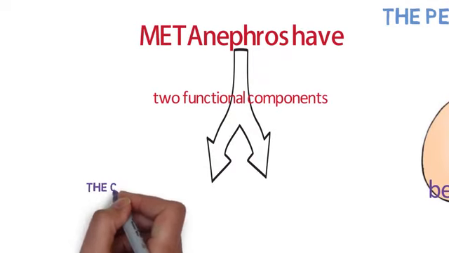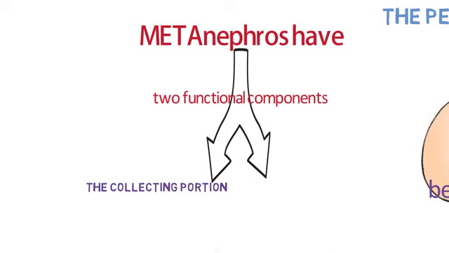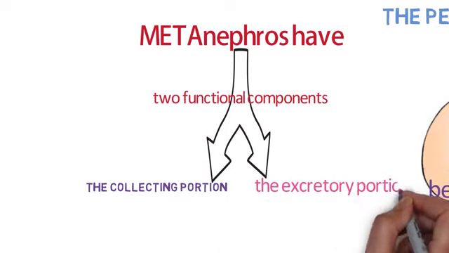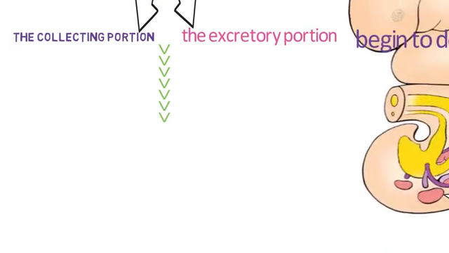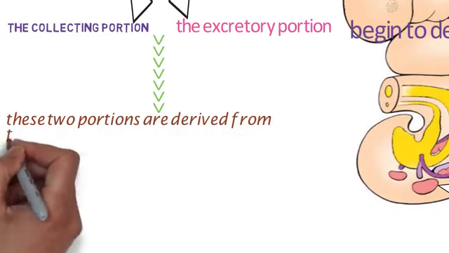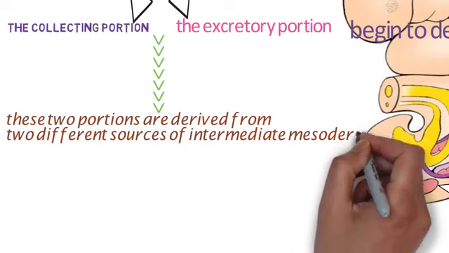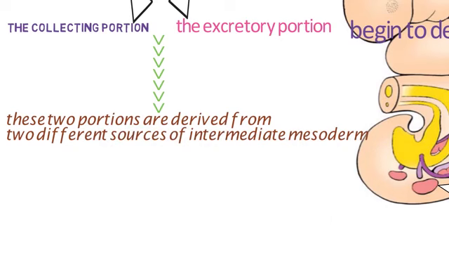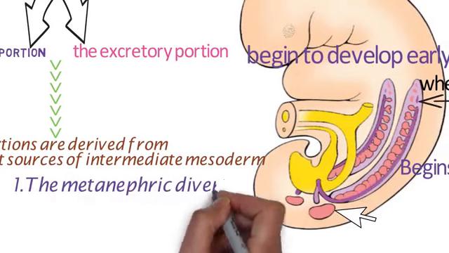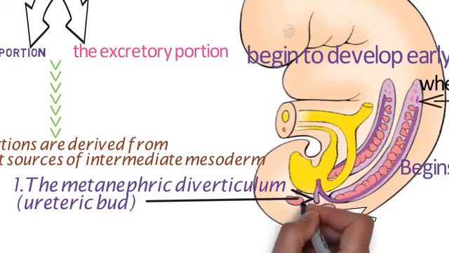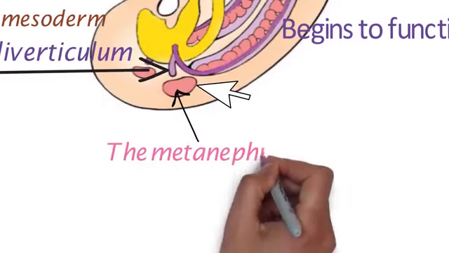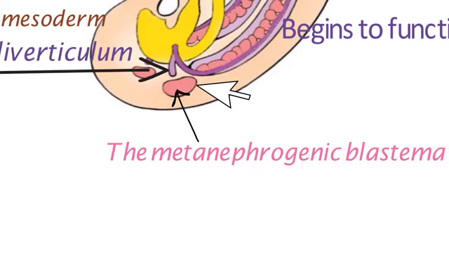Metanephros have two functional components. Number one is the collecting portion, and number two is the excretory portion. Very important information related to these two portions is that they derive from two different sources of intermediate mesoderm. The collecting portion is derived from the metanephric diverticulum, and the excretory portion is derived from the metanephrogenic blastema. This blastema is actually a mass of mesenchyma, so it is also called metanephrogenic mesenchyma.